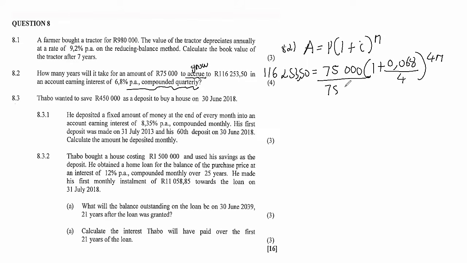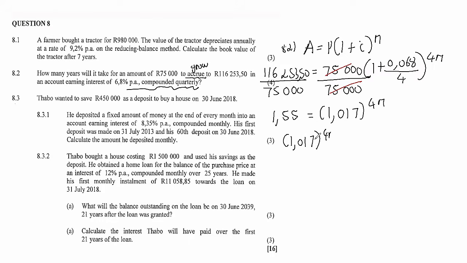Now, if we divide both sides by 75,000, which is the first thing that we ought to do. Now dividing here, we will have 1.55. Let me just round off to 2 decimal places. Then this one, when we punch what's in the bracket into the calculator, we have 1.017, and then all to the exponent of 4n. Now we can just swap these ones here, 1.017 to the exponent of 4n. And then let's just bring the 1.55 to this side.